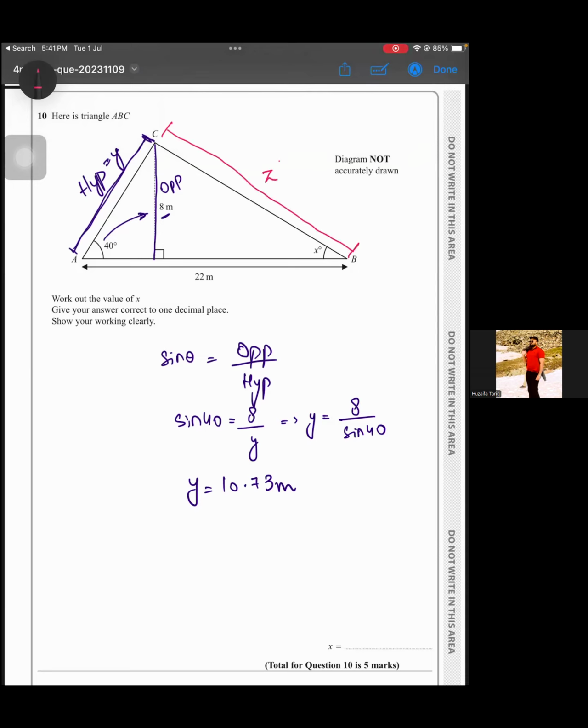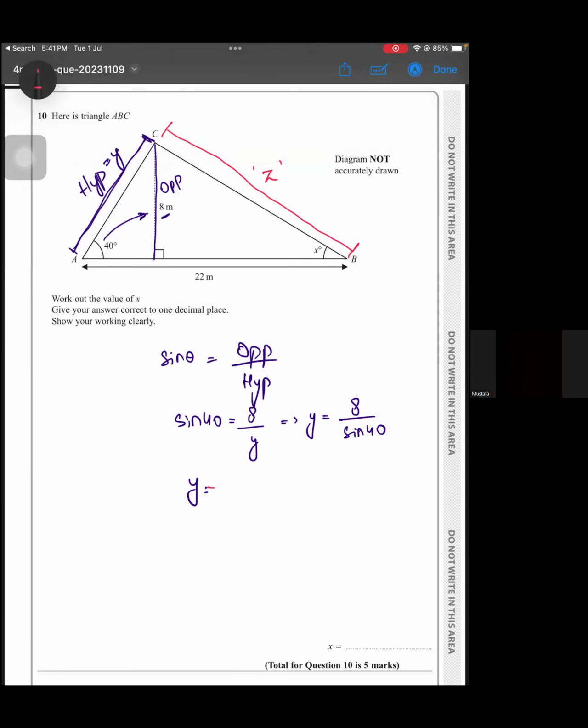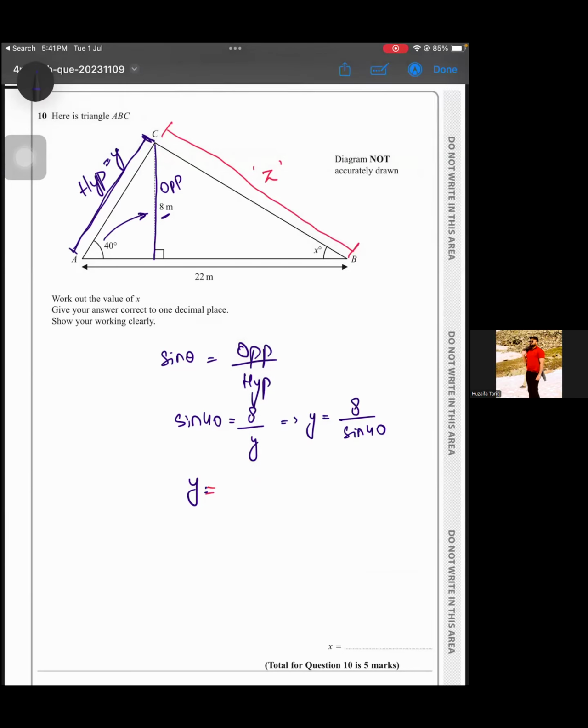If we name it as Z, 8 over sine 40 isn't 10.73, it's 12.4. Okay, let me just confirm it. Oh yes, my calculator is in radians. So it's 8 divided by sine 40, which is basically 12.44. That time my calculator was at radians. Wouldn't it be 12.45 because we're rounding to 2? Yeah, exactly. You can write it. So it's 12.45.